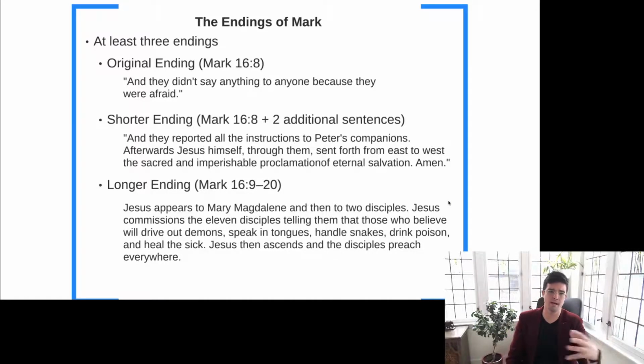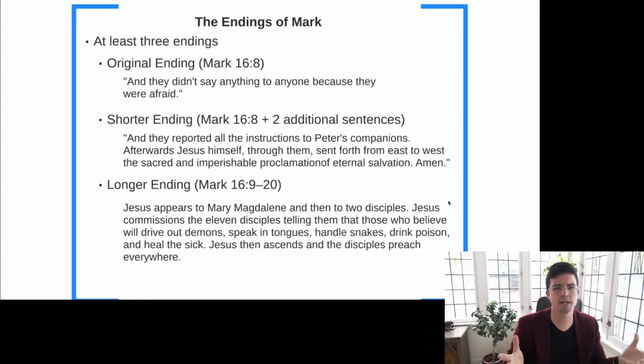And then a summary here of the longer ending, where Jesus appears to Mary Magdalene and to 2 disciples, and commissions the 11 disciples. He says that those who believe will be able to do these things: drive out demons, speak in tongues, handle snakes, drink poison, and heal the sick. And then Jesus ascends and the disciples preach everywhere.